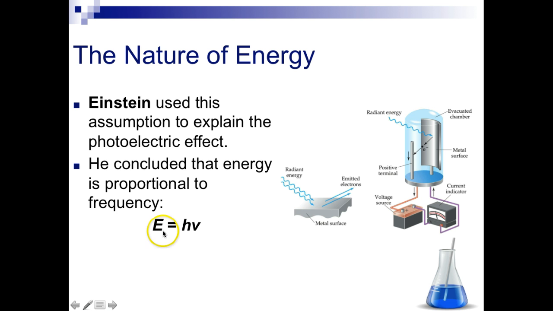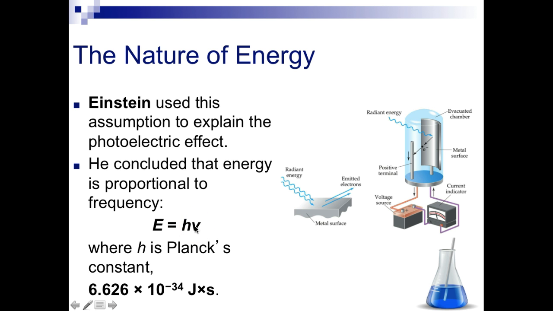So E, energy, is equal to h nu, where h is Planck's constant and nu is frequency. And h is equal to 6.626 times 10 to the minus 34th joules times seconds. So remember, he talked about this. If you hit a metal surface with energy, it's going to emit electrons. Those electrons are going to create energy, and you can test that.